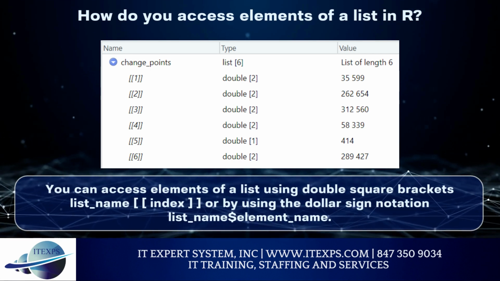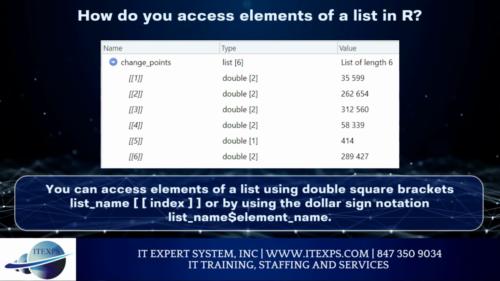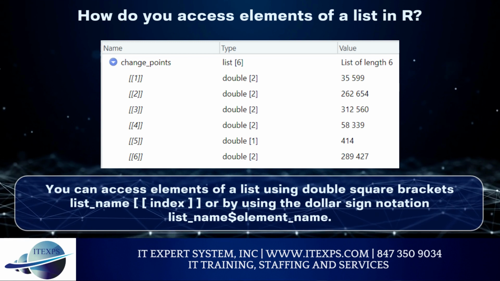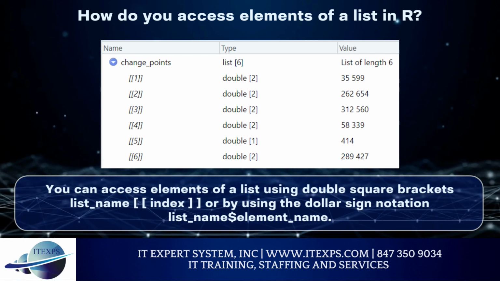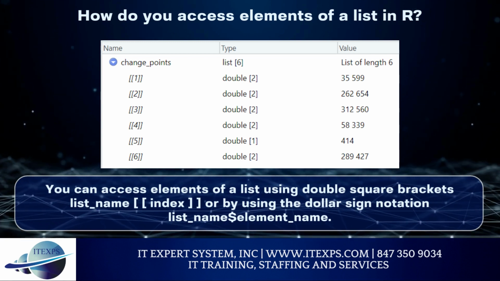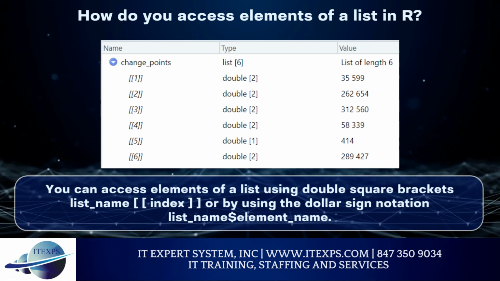How do you access elements of a list in R? You can access elements of a list using double square brackets, list_name[[index]], or by using the $ sign notation, list_name$element_name.